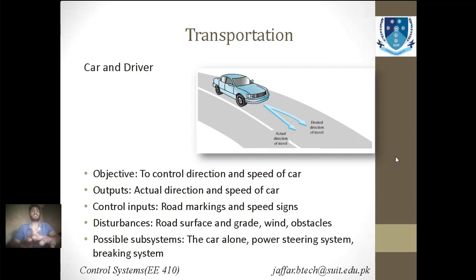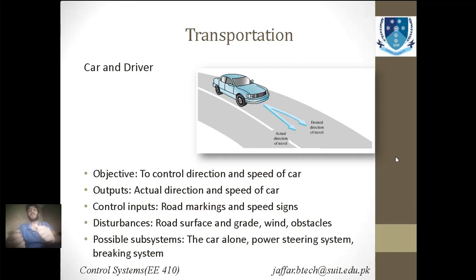Now the outputs are basically the actual direction and speed. And what are the control inputs? The control inputs include road markings, signs, speed breakers, any obstacle in the road. It also counts in disturbance, that is the road surface, grade, wheels, and the friction between tires and the road, and also some obstacle if someone comes in front of the car. So this is also a disturbance which is resisting you to achieve your desired speed and desired direction.